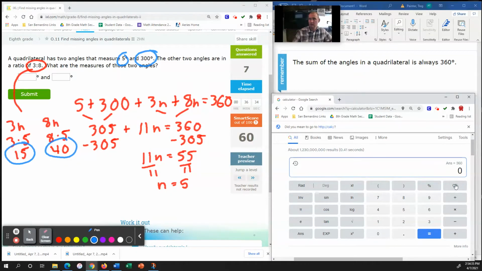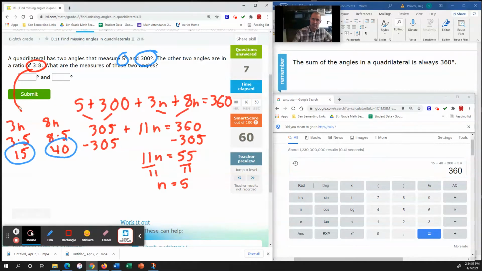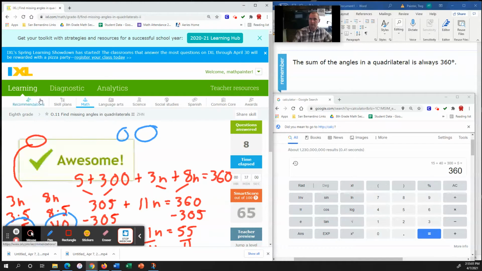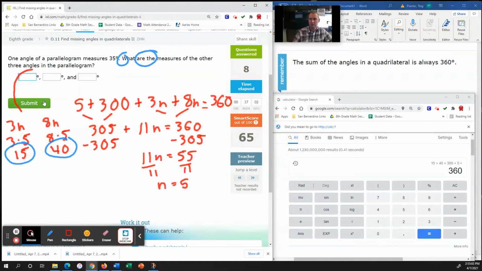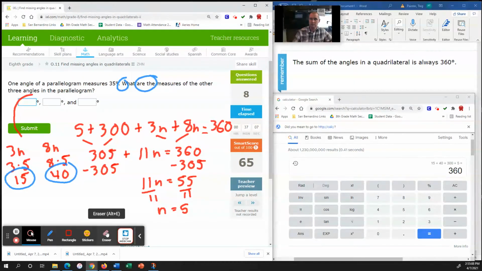Calculator check. See if it works out. We got 15 plus 40 plus 300 plus 5. Right on. It pays to check your work, because that way we know we get it right. So we're going to go ahead and put in 15 and 40. Cross my fingers. 65. Whew. This is a long IXL. All right. We're going to go ahead and clear the board.